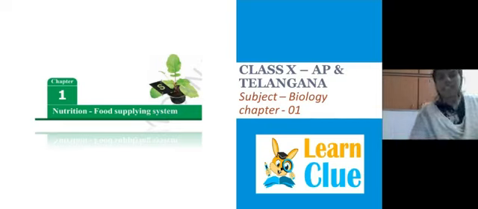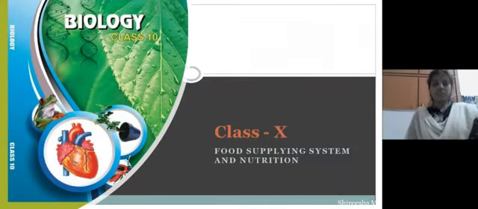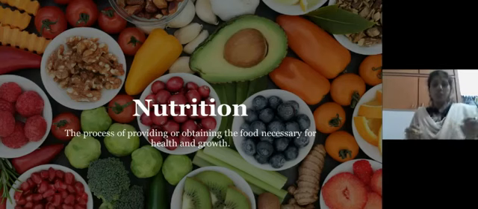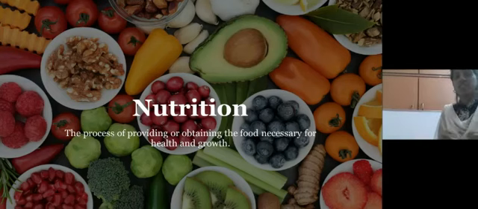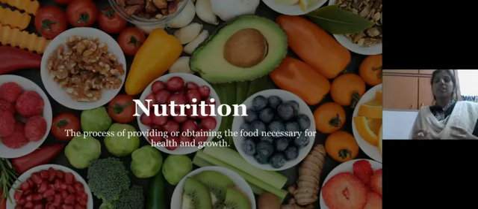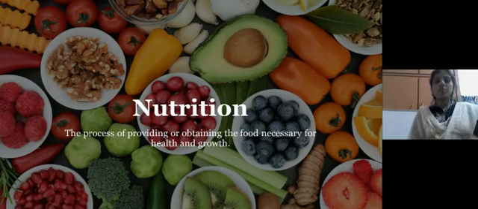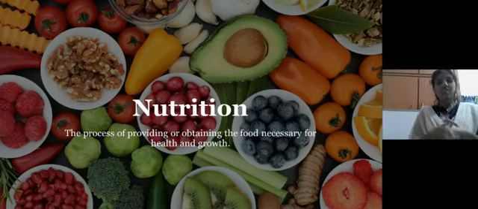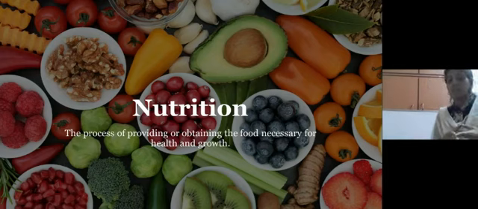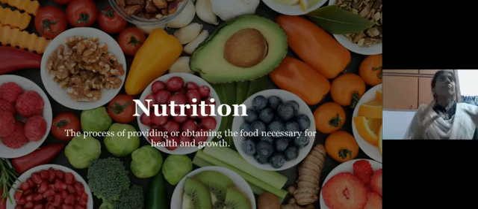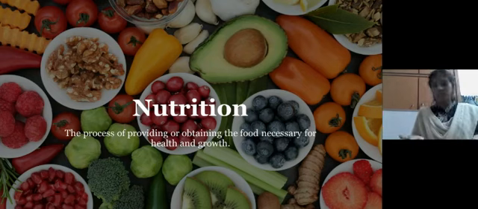Now let us enter into a detailed study of nutrition, the food supplying system. What do we mean by nutrition? The process of providing or obtaining the food necessary for health and growth is known as nutrition. There are a number of varieties of food. We cannot produce our own food, so we are dependent on plants and animals.